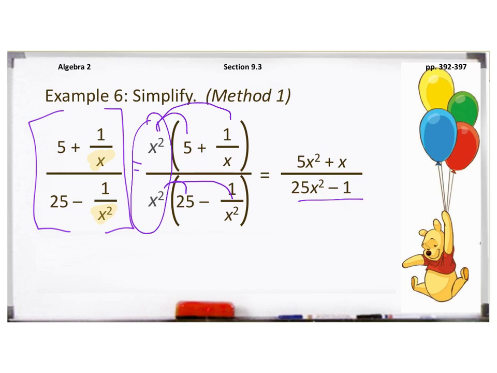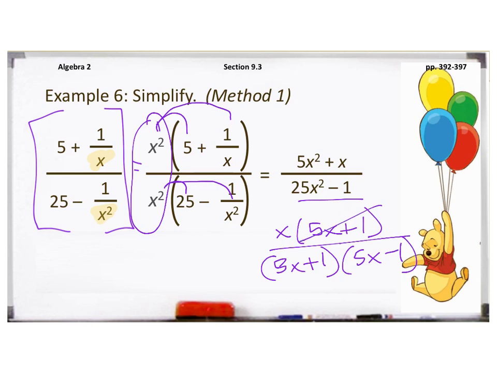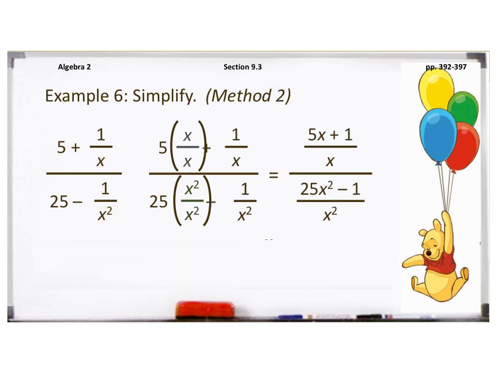All right, now, at this point, you still need to simplify. Notice that if I factor an x out of the top, I get 5x plus 1. If I factor the denominator, that's a difference of squares, so it gives me the conjugates 5x plus 1 and 5x minus 1. So I can now simplify, and I end up with x over 5x minus 1. So that would be my simplified complex fraction. All right, so that's what you're seeing here.